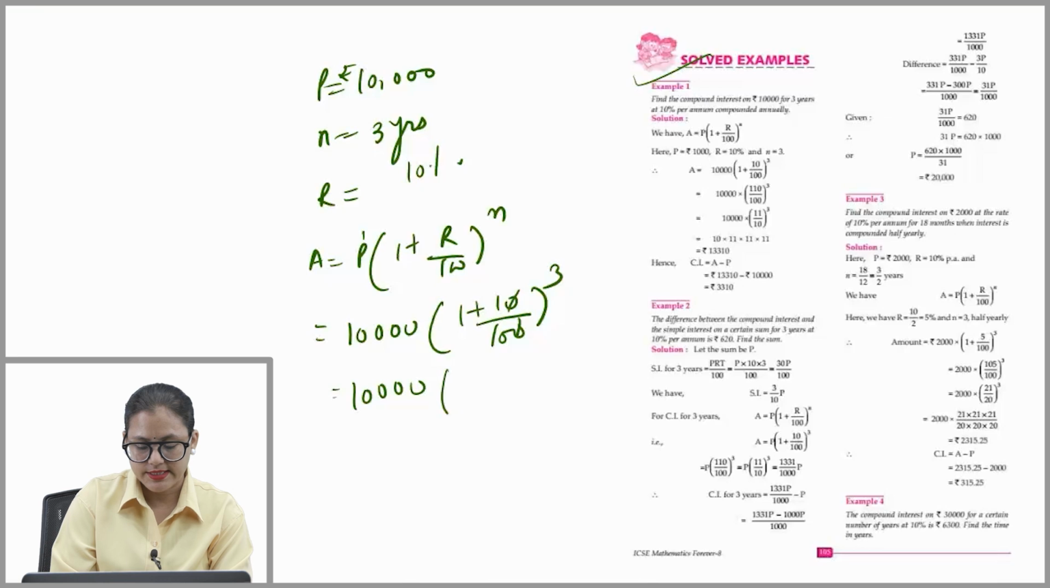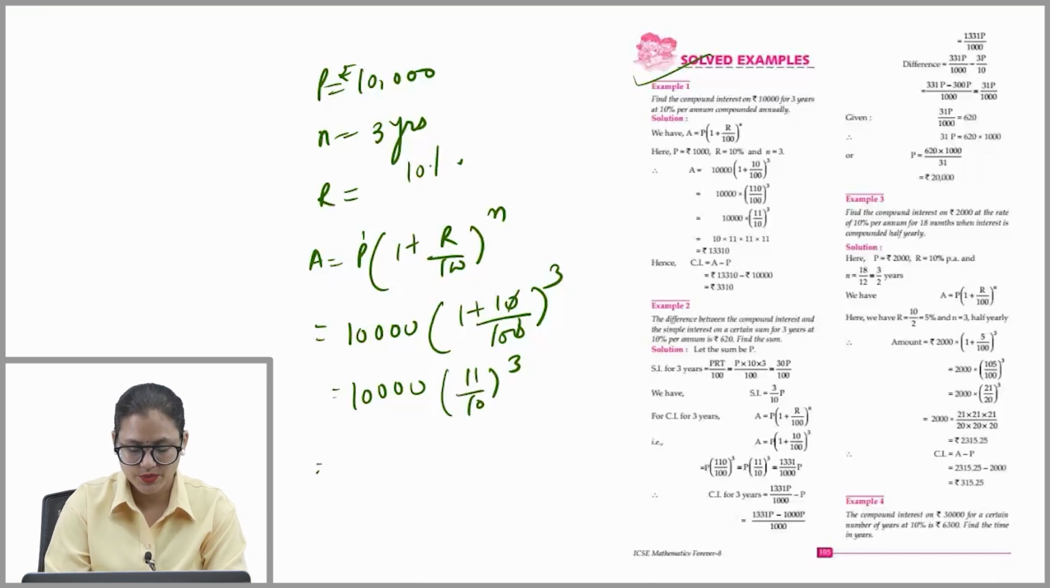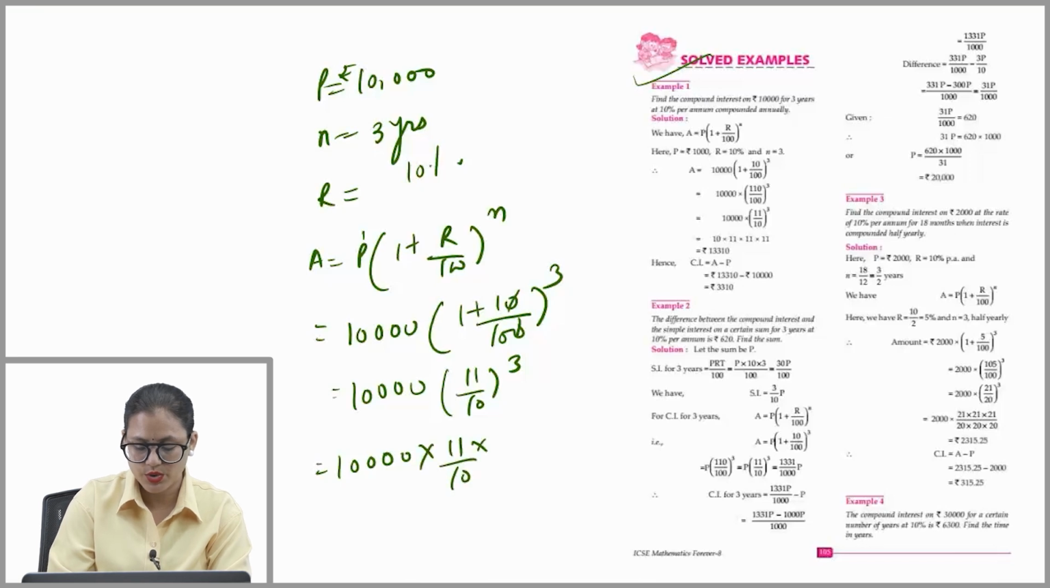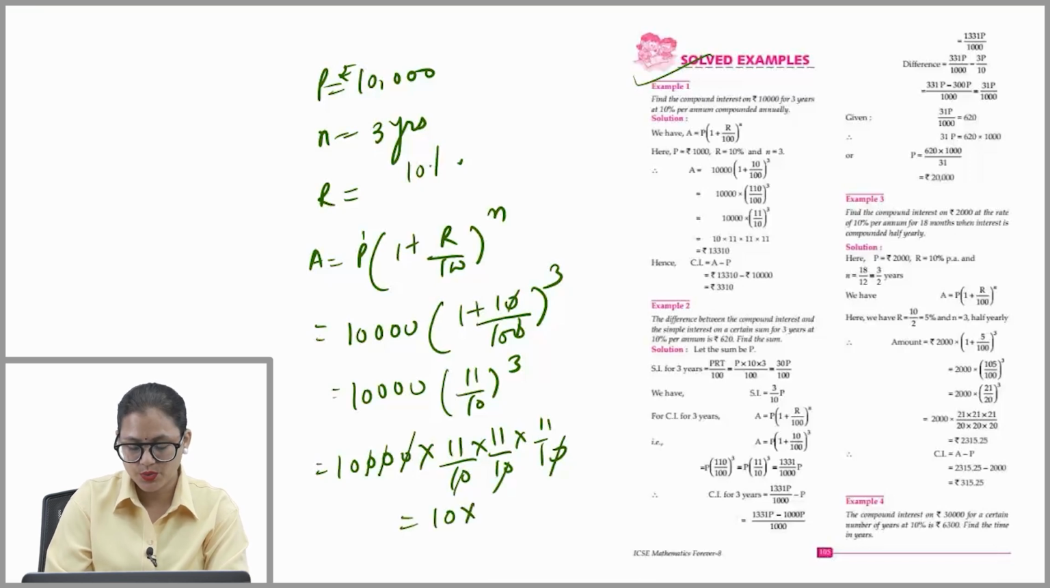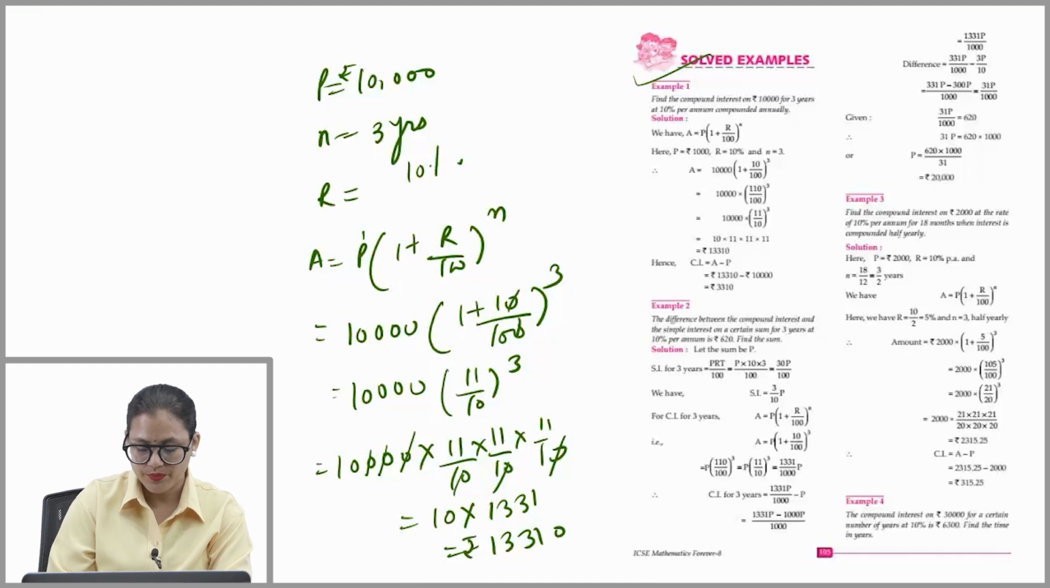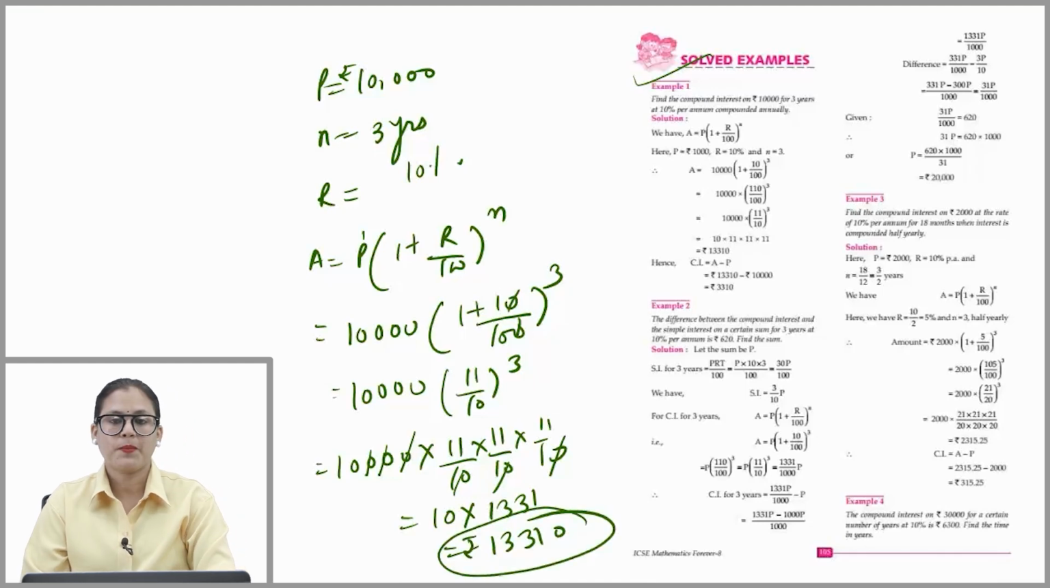10,000, 11 by 10 raised to the power 3. So 10,000 into 11 by 10 into 11 by 10 into 11 by 10. The cube of 11 is 1, 3, 3, 1. So 1, 3, 3, 1, and then you will write 1, 0. So this is the amount.